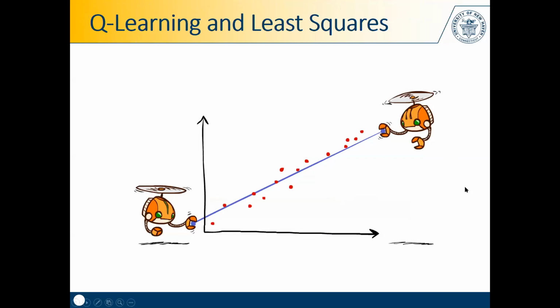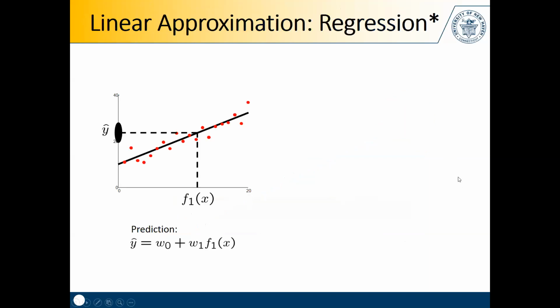Now, let's dig a bit deeper into the relationship between Q-learning and the least squares method. Remember the linear approximation method that you learned in your undergraduate courses or even in high school courses? We are going to talk about regression. Imagine that you have these data points and you want to represent them with a linear function so that you can make predictions about points that you have not observed or do not have in your current set of data points.